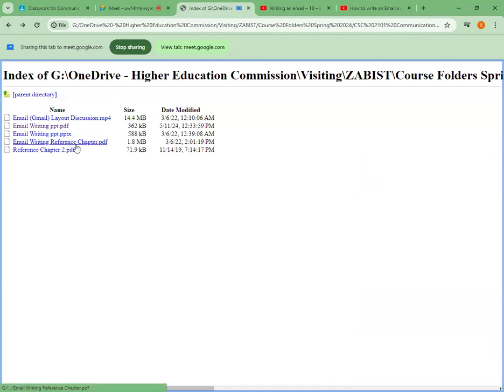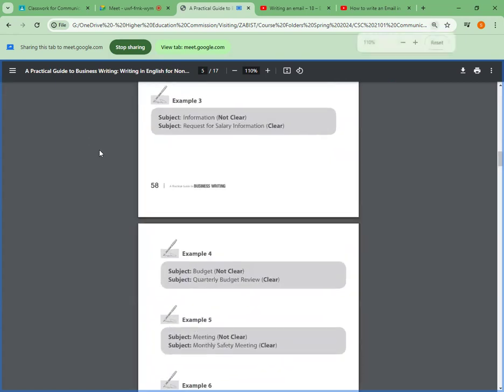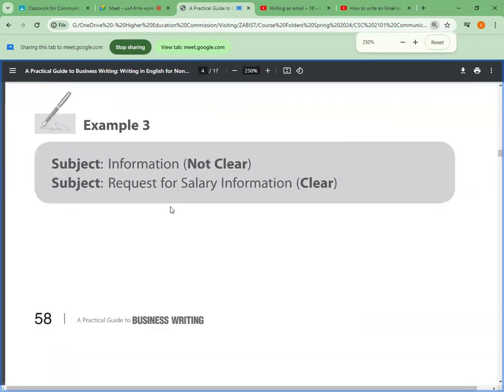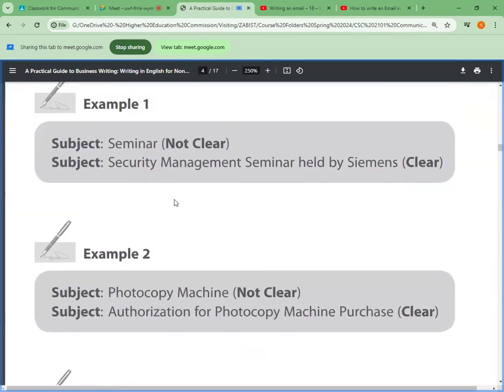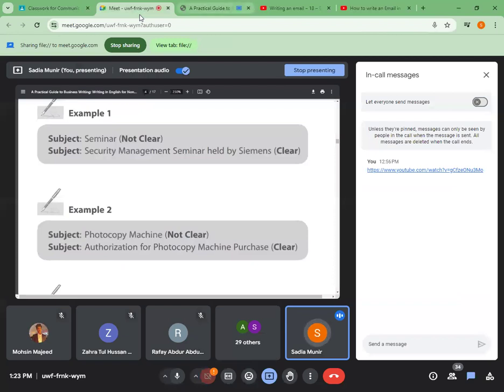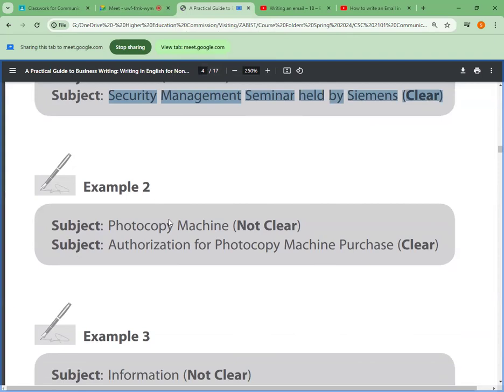Now, I have a reference chapter for you that you will be reading on your own. जहाँ पर देखिए, हाँ, ये एक देख लेते हैं कि सब्जेक्ट लाइन को कैसे क्लियर करते हैं. यहाँ पर एग्जांपल्स लिखी हुई हैं. Writing a clear subject line, for example, "Seminar." Now, this is not clear, very generic. Look at the second one, "Security management seminar held by the Scenes." Now, this is clear. यहाँ पर clearly लिखा हुआ है कि कौन क्या कर रहा है.